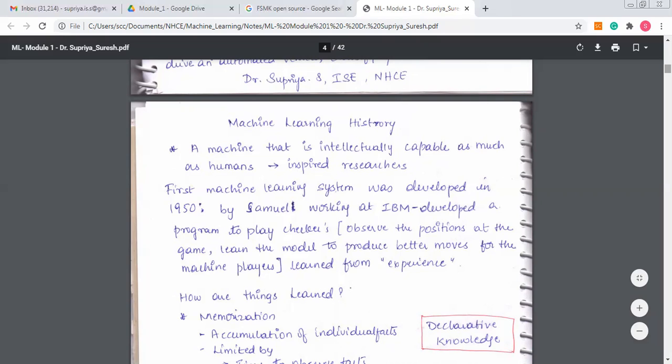Okay, he developed a program to play checkers. Checkers is a game where you start playing with the positions of the particular game. Okay, so you observe the positions of the game, learn the model to produce better moves for the machine players. Okay, it was learned from experiences.